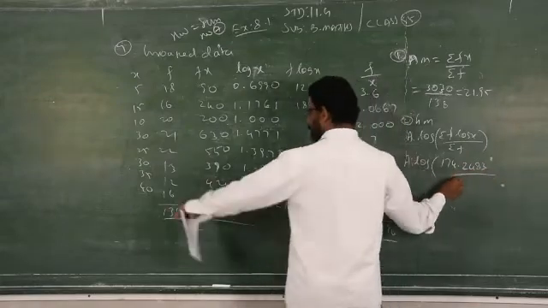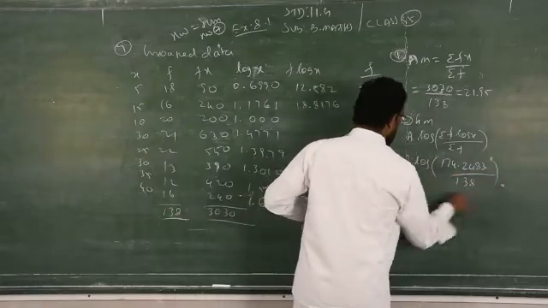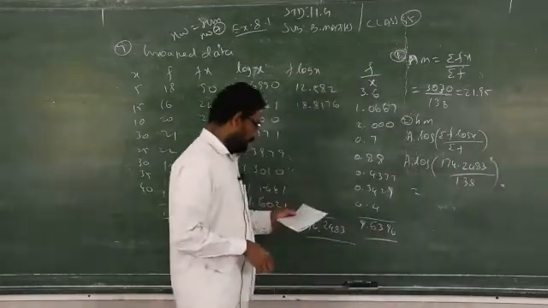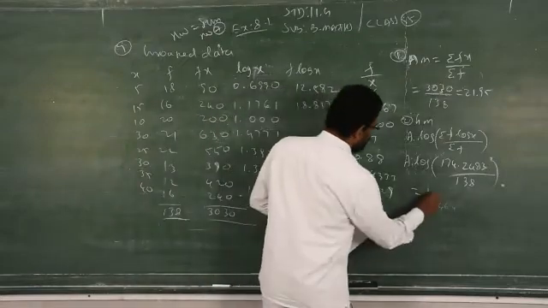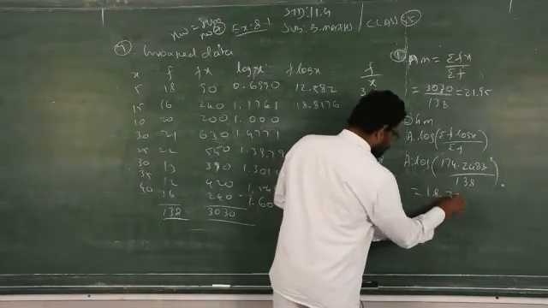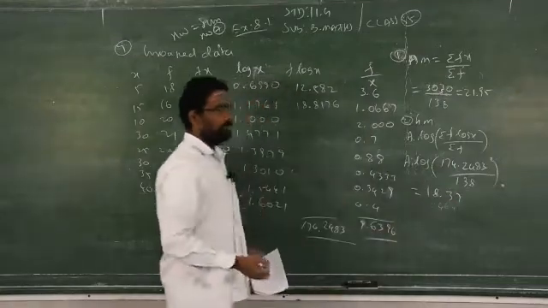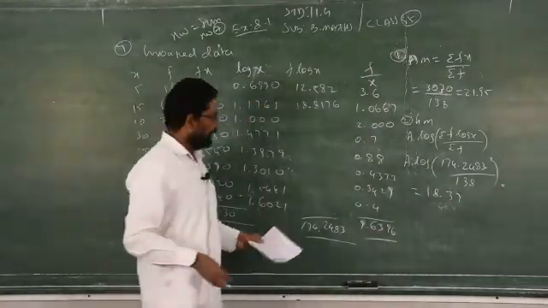174.2483 by summation F is 138. So what will be the answer? Final answer I am writing that: 18.37. After dividing this one, you please take anti-logarithm, you will get the answer.